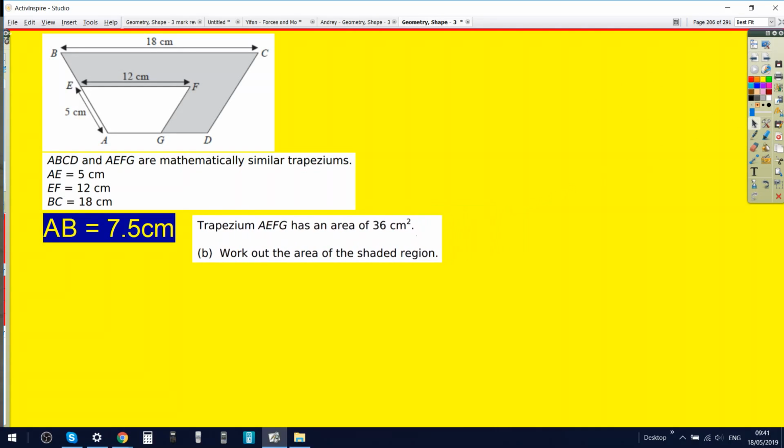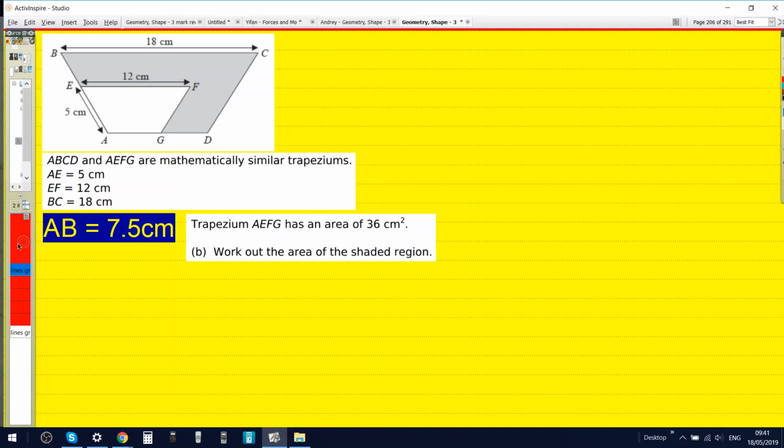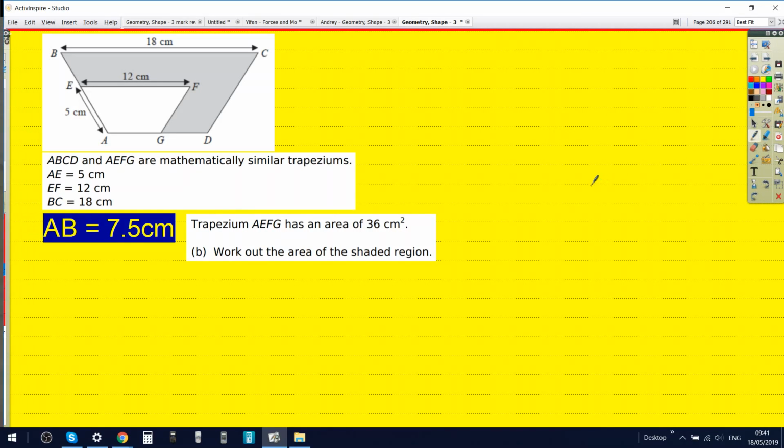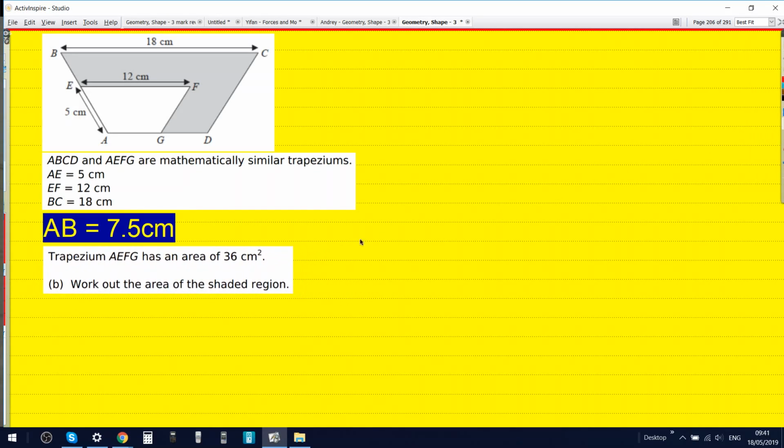Okay, how about this? So do I need to just work out the area of both trapeziums and then subtract them from each other? Yeah. So the formula for area of trapezium is like half a plus b times height. Yeah.